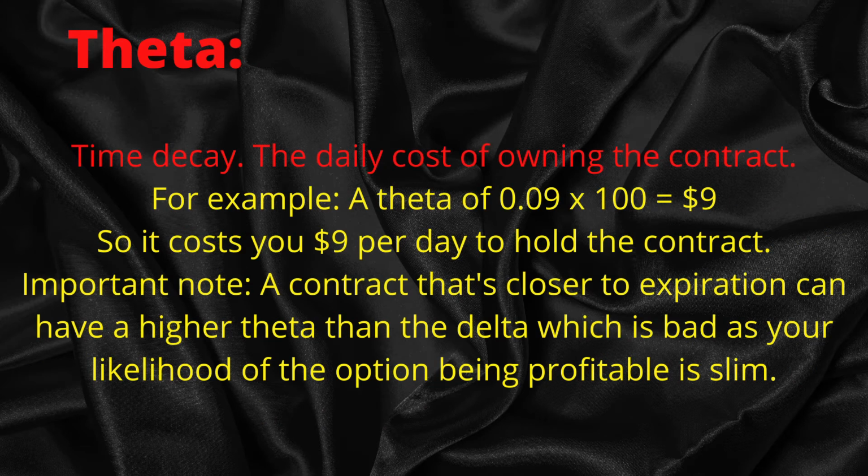And then the theta. The theta is really important because of the time decay, the daily cost of owning the contract. For example, a theta of 0.09 times 100 is $9. So it costs you $9 a day to hold the contract. And an important note is a contract that's closer to expiration can have a higher theta than the delta, which is bad as your likelihood of the option being profitable is slim.